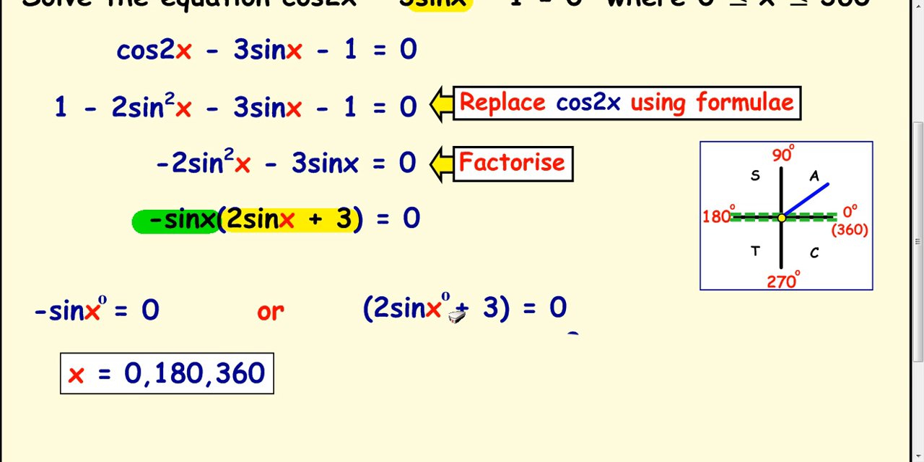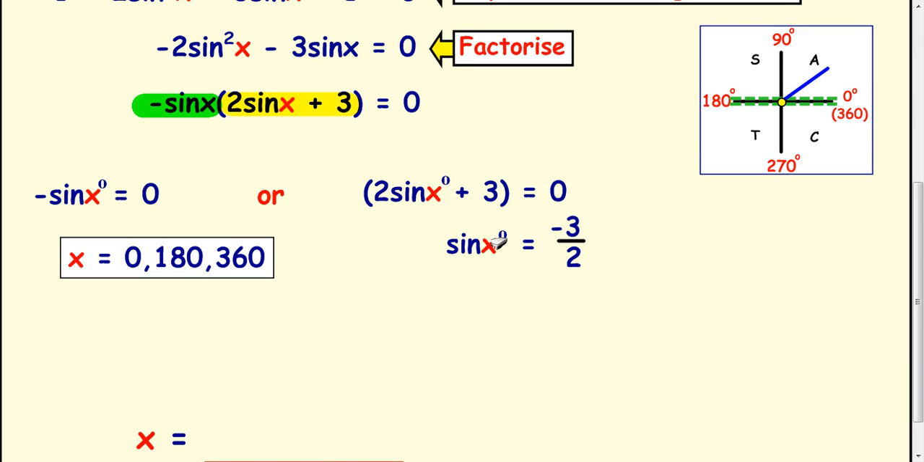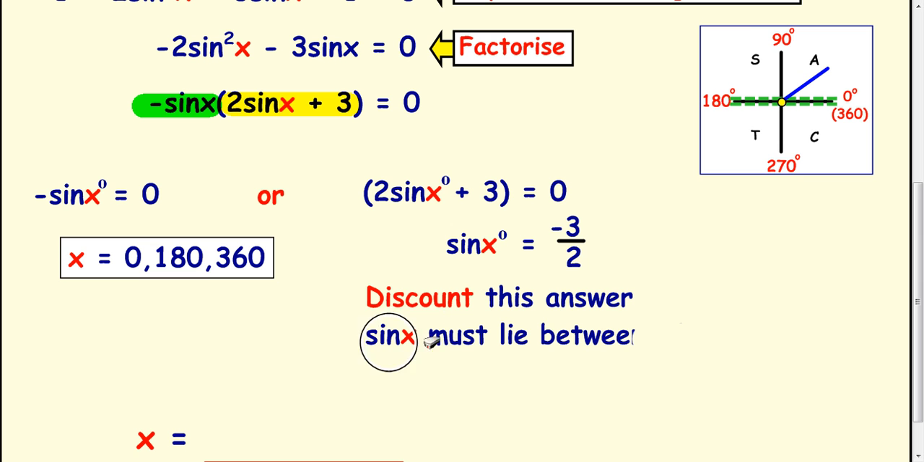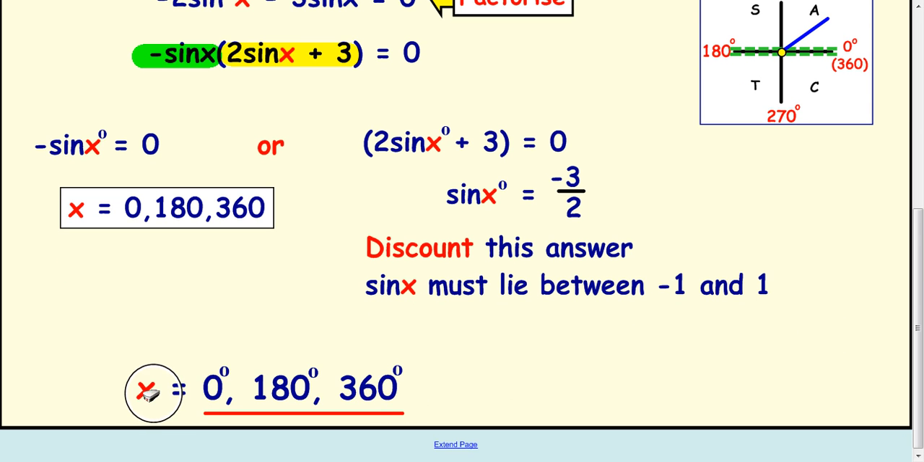Or this equals 0. So take the 3 over and divide by 2, so negative 3 over 2. Now if you know the waves well enough, you'll know that sine x goes up to 1 and down to negative 1. So this actually lies outside the sine wave, so it's not a valid solution, so we can discount this answer. So the answers to this are 0, 180 and 360 degrees.